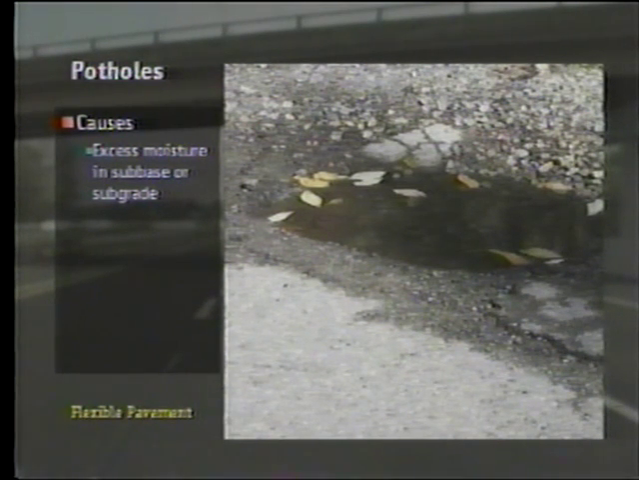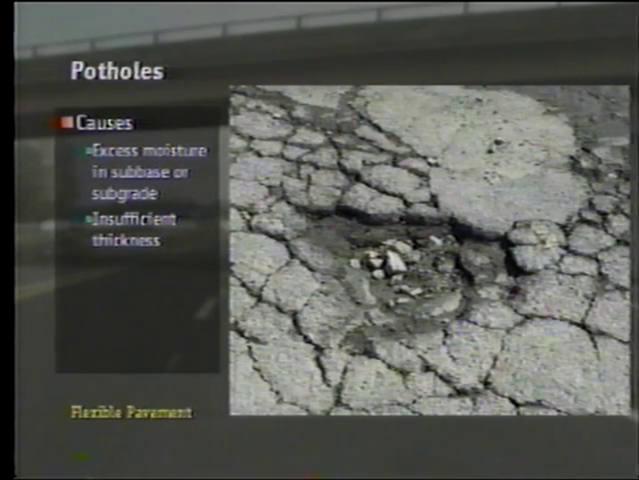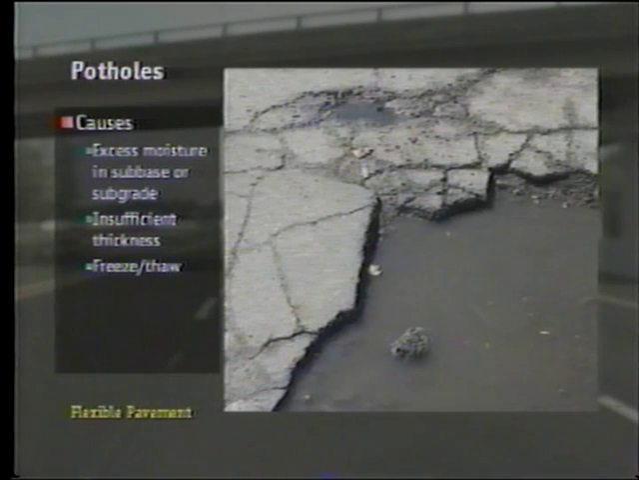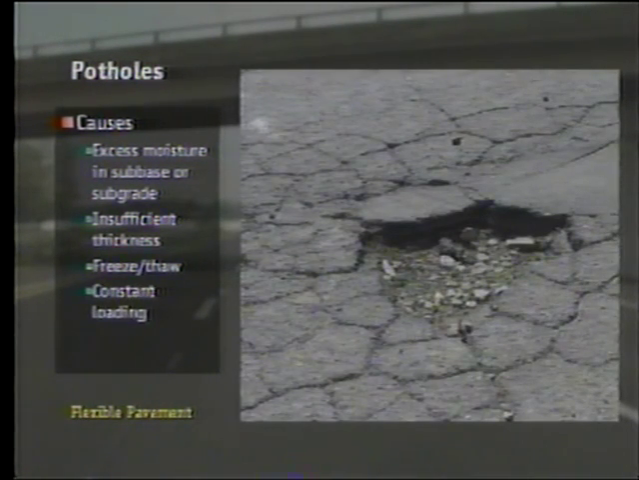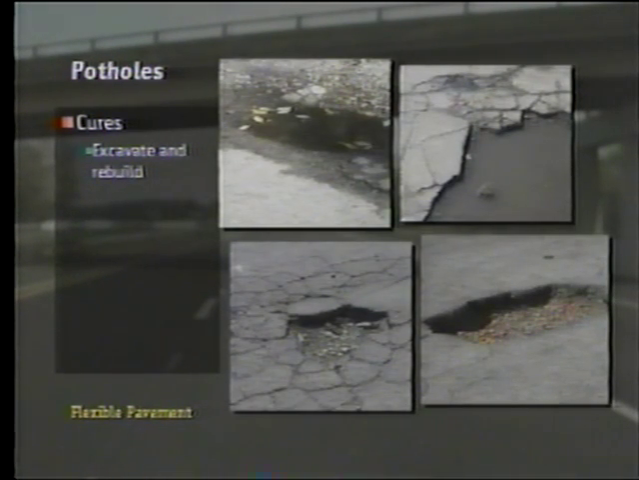Generally, potholes are caused by excess moisture in the subbase and/or the subgrade. When coupled with insufficient thickness, freezing and thawing of pavement and subgrade, plus the constant loading from heavy trucks, the structure of the pavement simply breaks down and washes away. The only cure for a pothole is to excavate and rebuild localized potholes, including repairing the subgrade and subbase.